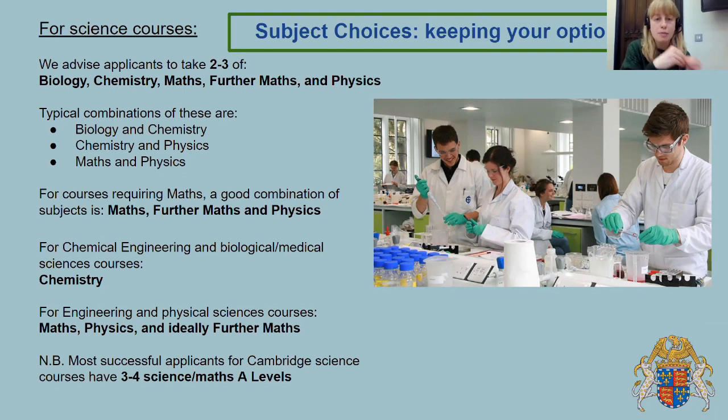Then we do have some more specific recommendations for us. So for instance, if you're wanting to apply for engineering or physical science courses, we would advise you to take maths, physics and further maths if that's available to you.